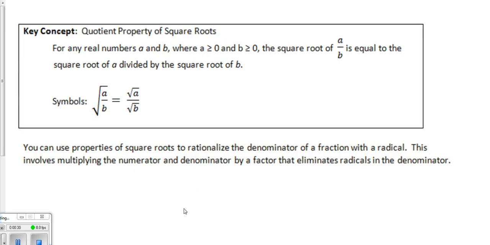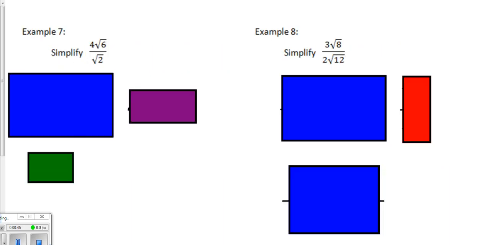Now you can use this property and our other properties of square roots to rationalize the denominator of a fraction that has a radical. This involves multiplying the numerator and denominator by a factor that would eliminate radicals in the denominator. Now again, I'll show you what that looks like in some of our examples here.